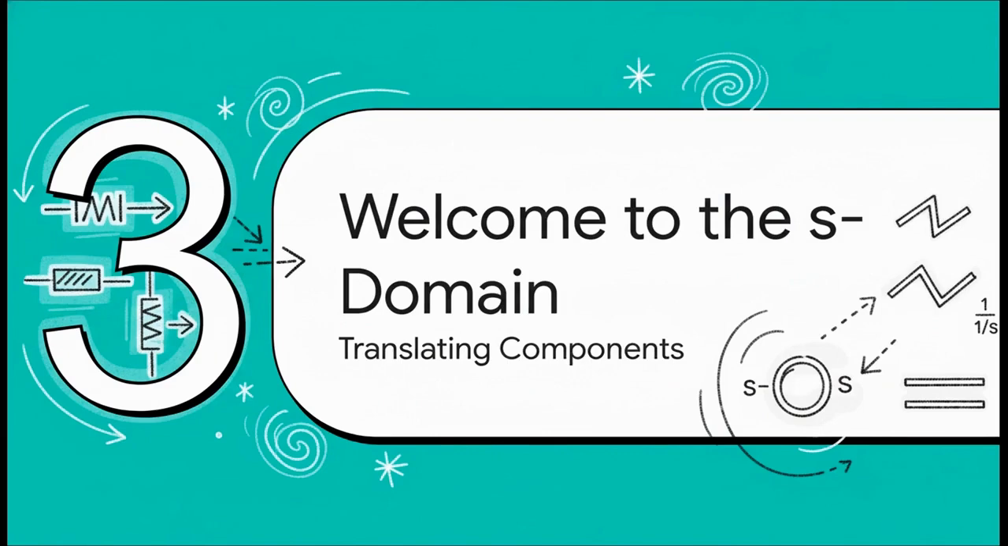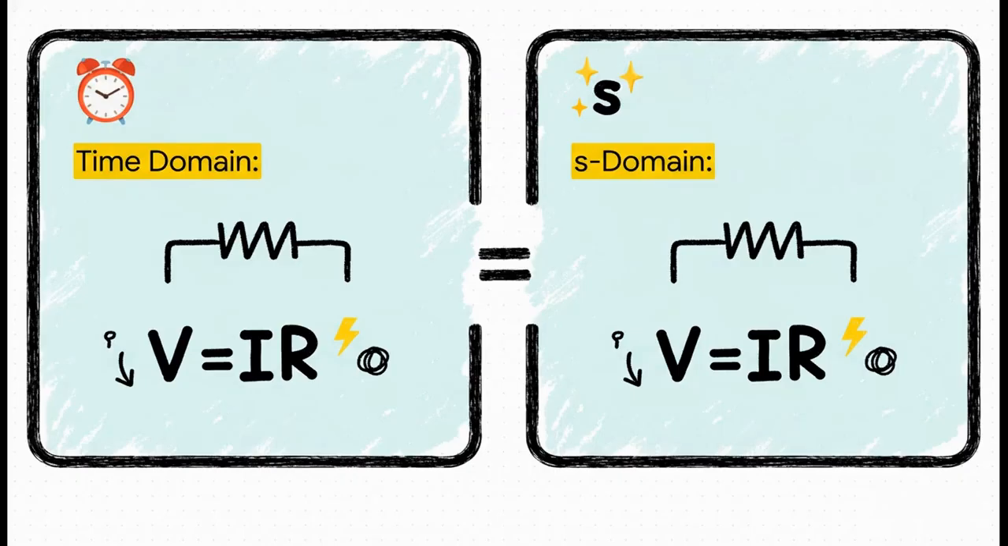Now, to use this superpower, we first have to learn the new language. And that means we've got to take our familiar circuit components, our resistors, inductors, and capacitors, and translate them into their S-domain equivalents. Let's start with the easy one, a resistor, right? Its whole deal is described by Ohm's law. And luckily for us, when we pop it over to the S-domain, it looks exactly the same. V equals I times R. Nothing changes. Nice and simple.